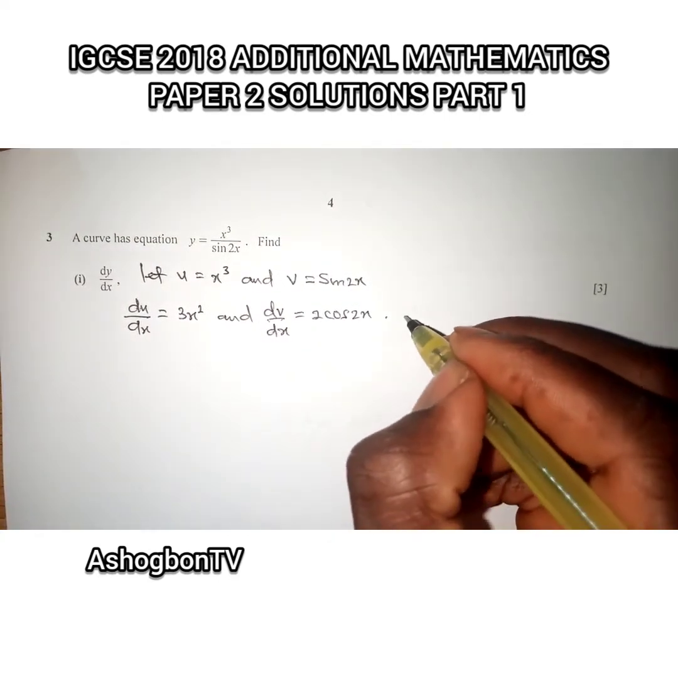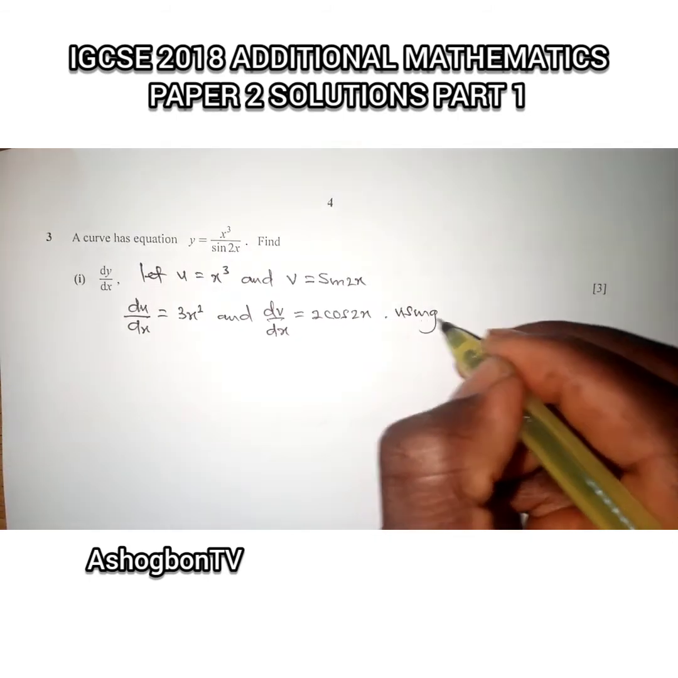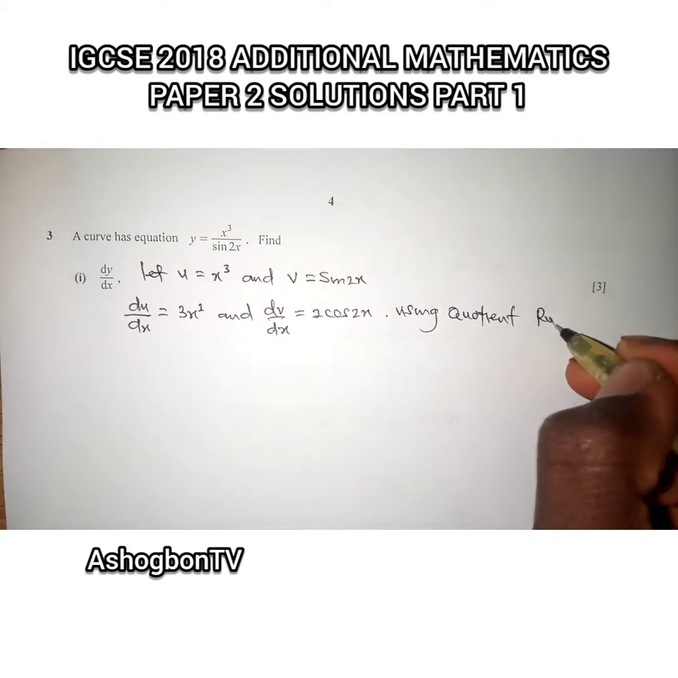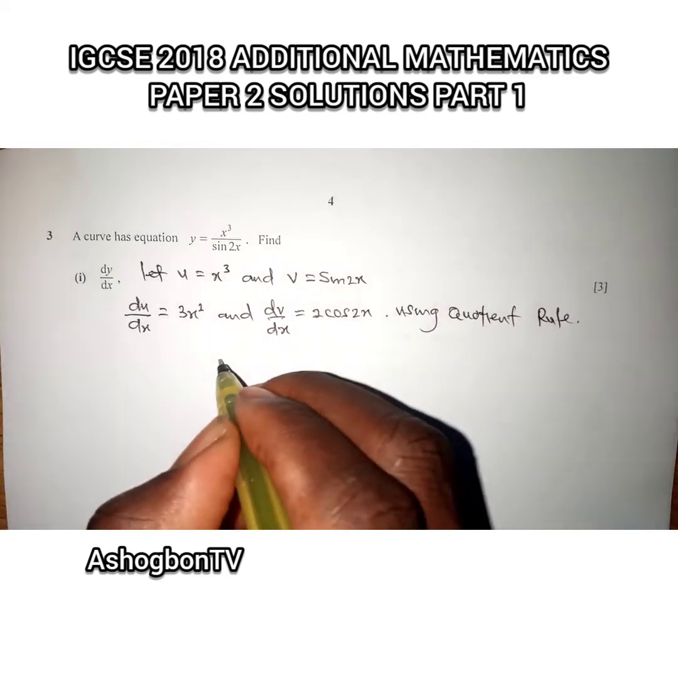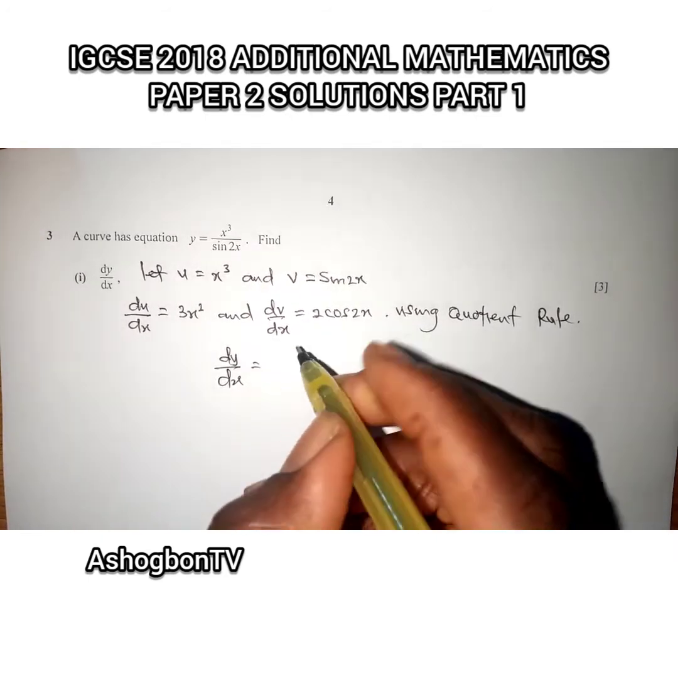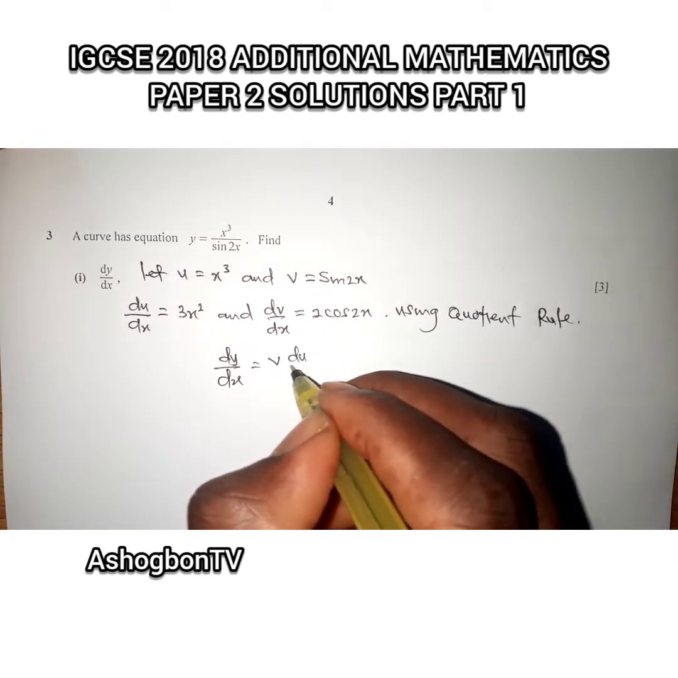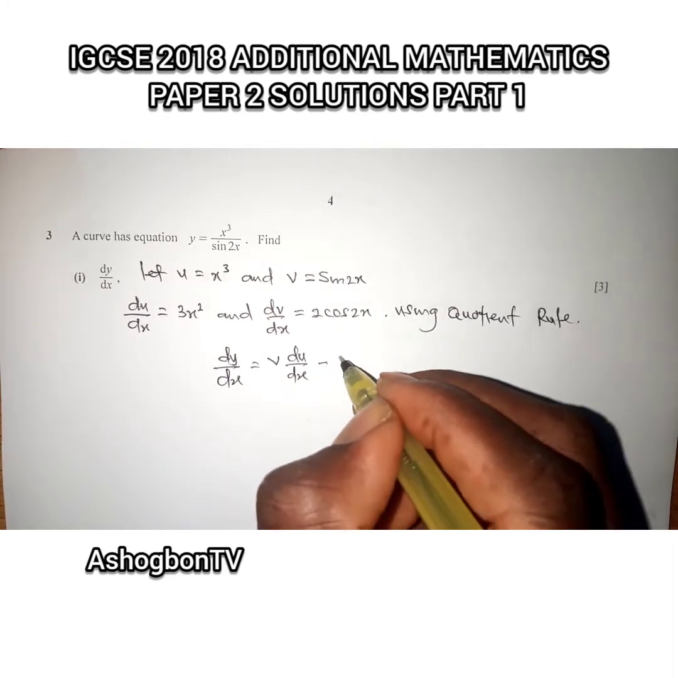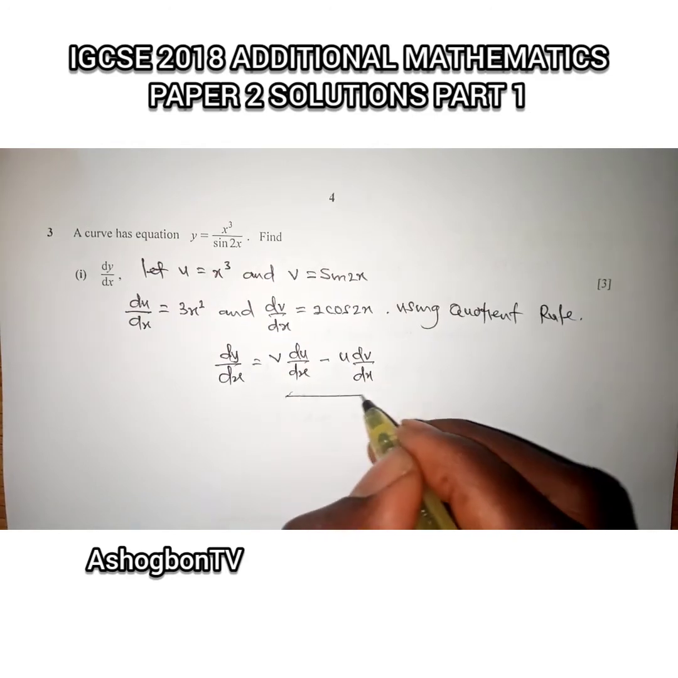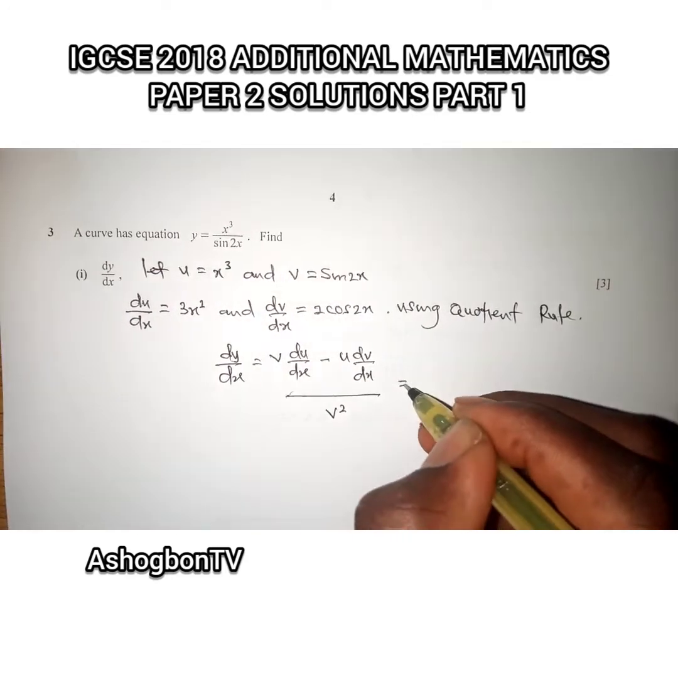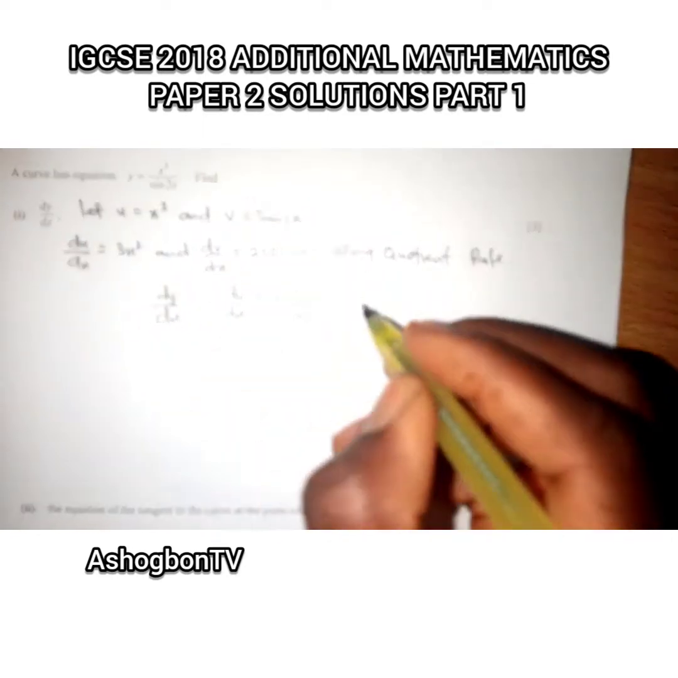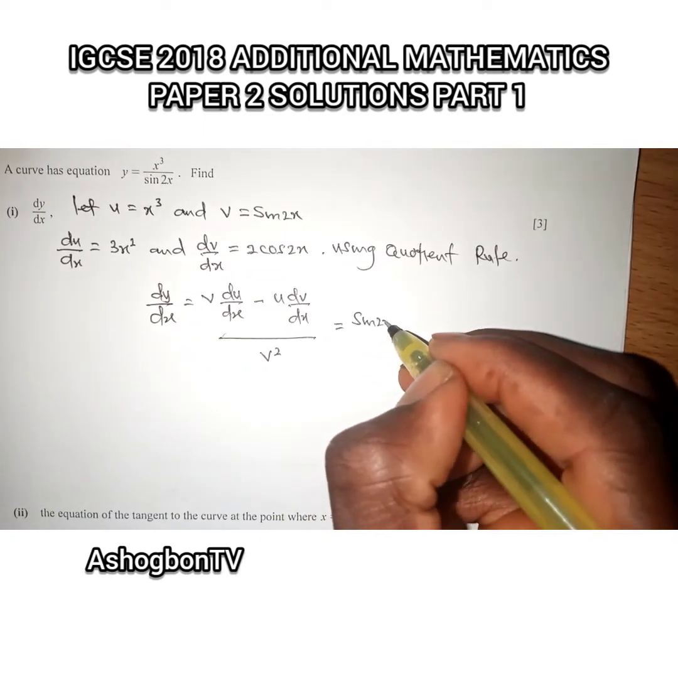So if that is the case, we have, using the quotient rule, and if you do that very well, this is the equation for the quotient rule: dy dx equal to v du dx minus u dv dx, all divided by v squared. So this simply means my dy dx will be equal to, what is your v? Your v is sine 2x. So you have sine 2x here.